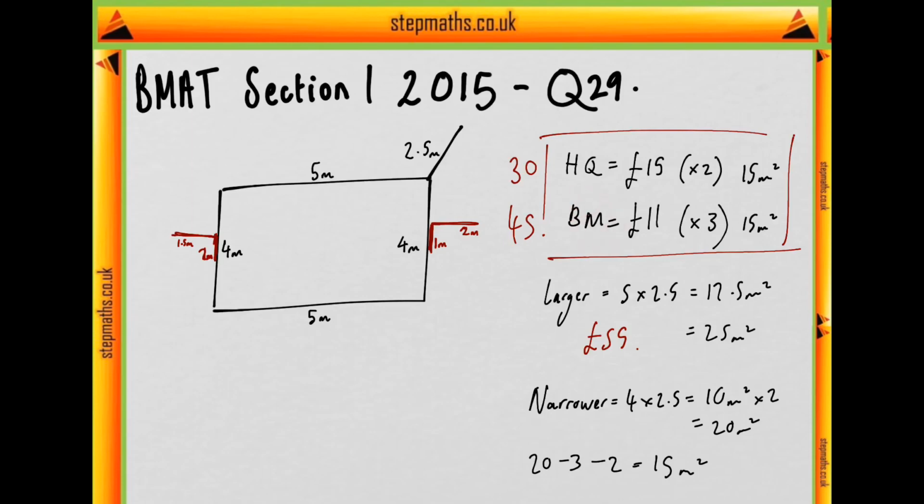So we'll have £30 worth of high quality paint, 2 tins, that will cost us £30. Alternatively, we can get 3 tins of the budget manufacturer, which will cost us £33. Now that's £3 more than it would cost to get the high quality paint. So we can say that in the case of the narrow walls, we can purchase it for £30. 55 plus 30 is £85, and that tells us our answer to be A.